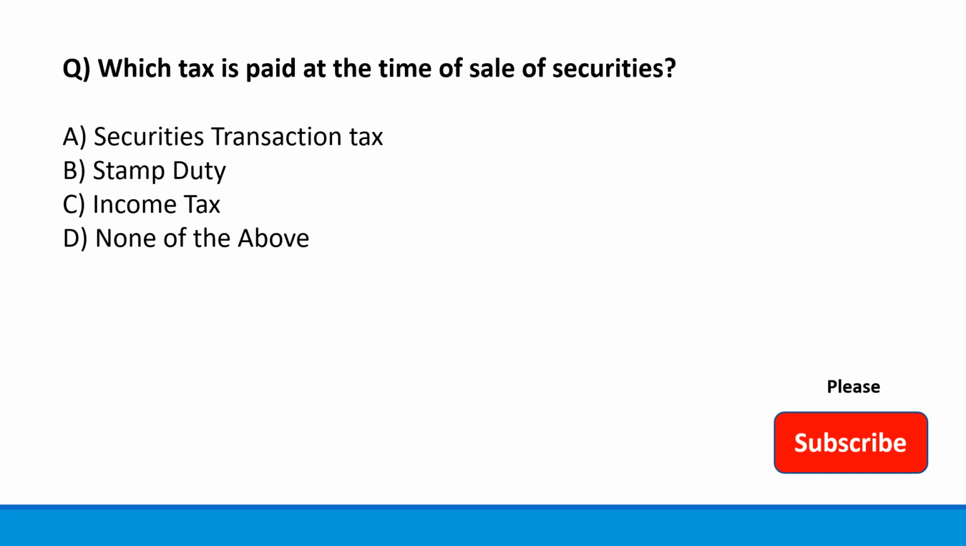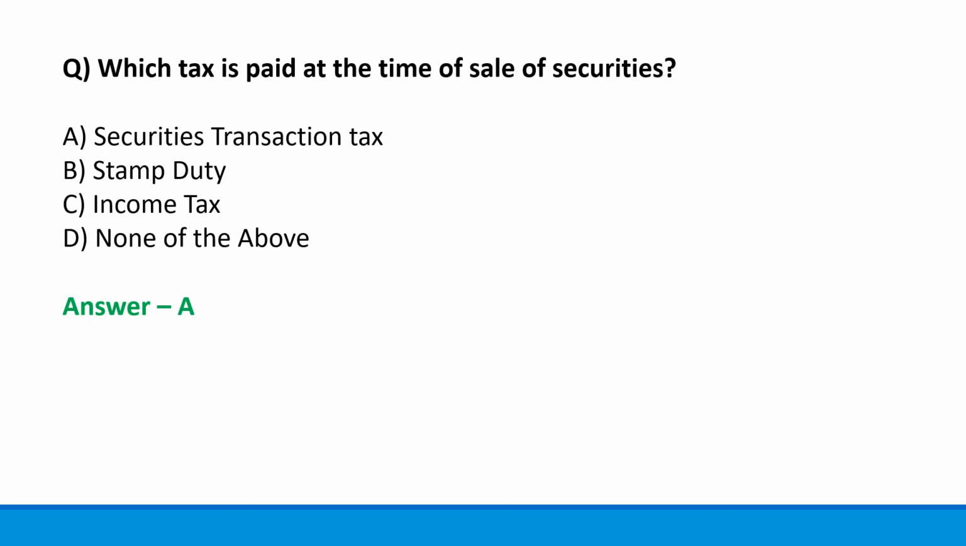Next question. Which tax is paid at the time of sale of securities? Option A, securities transaction tax. Option B, stamp duty. Option C, income tax. And option D, none of the above. The correct answer is option A, securities transaction tax.